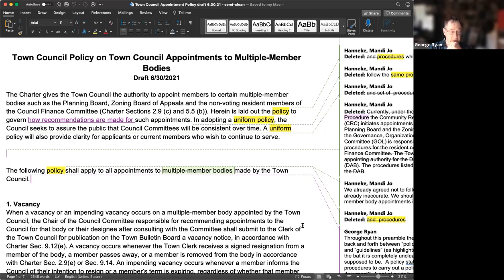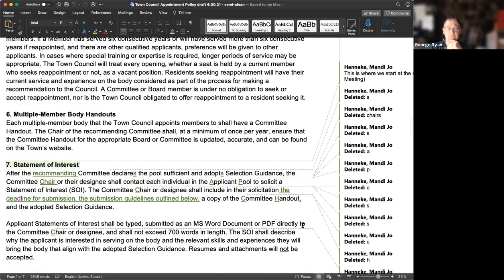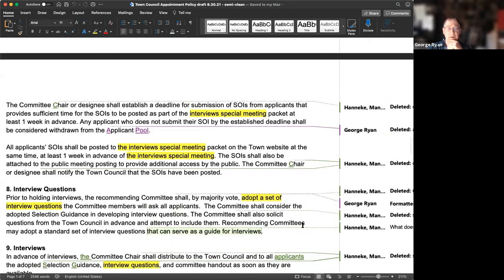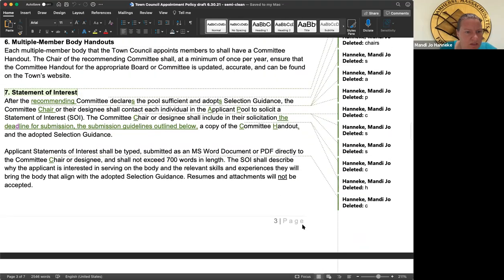What we agreed last time is that we would start with down here, I believe it was marked by Mandy. It's right here. So we're starting with section 7, statement of interest. We're going to work our way through the rest of the document, and then we're going to go back and review the entire document, and then we'll decide what we want to do next. But we are now at section 7, statement of interest.